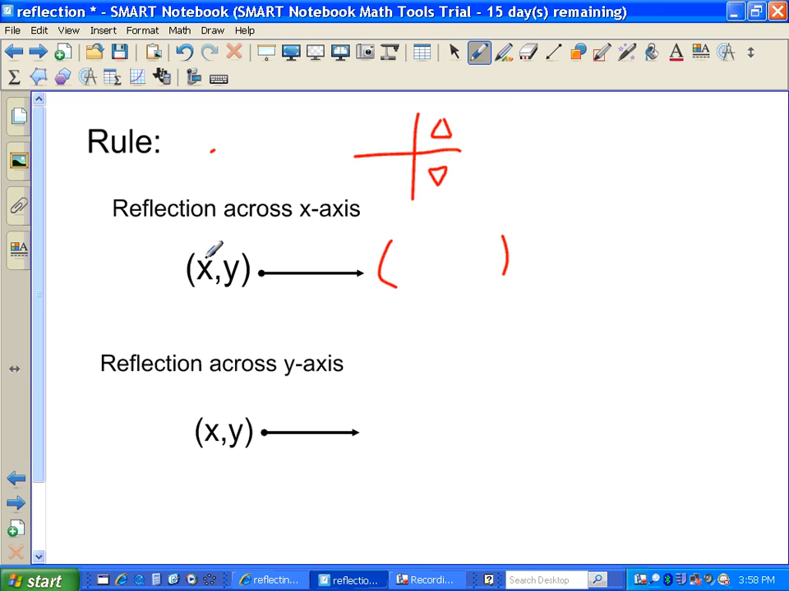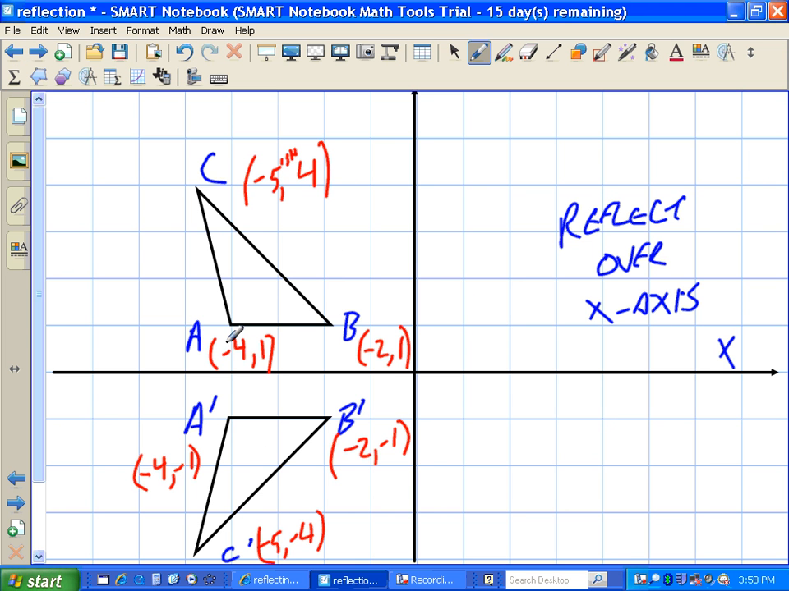Did my x-coordinate change at all? No, right there. My x-coordinate stayed exactly the same, and my y-coordinate, if it was positive 2, turned into negative 2. So (x, y) turned out to be (x, -y). For example, -4, 1 turned into -4, -1. The only thing that changed was my y-coordinate went from positive to negative.